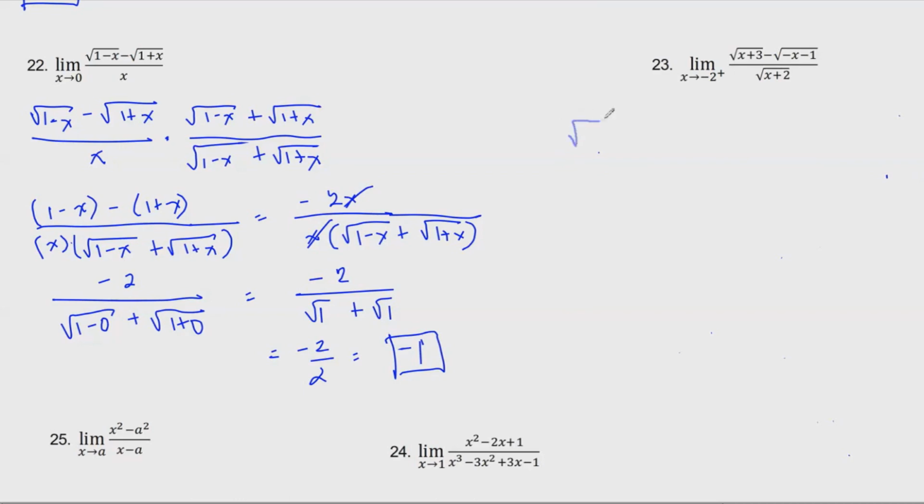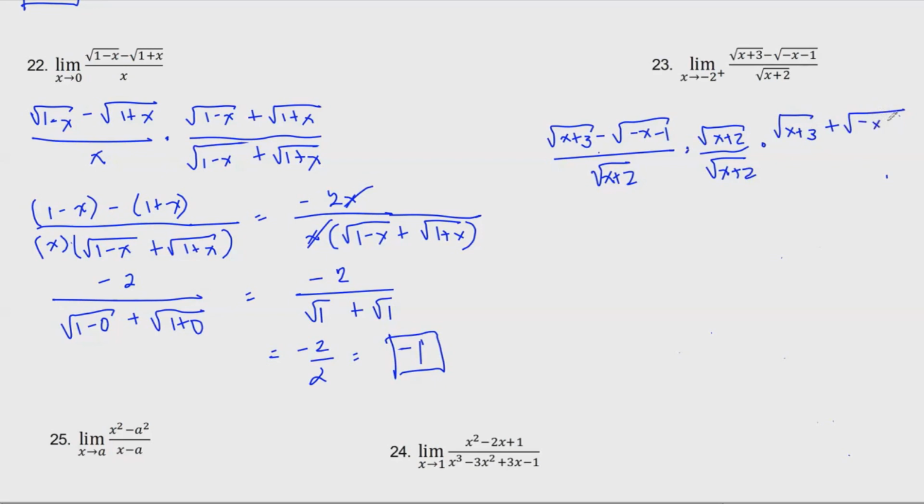So with that, we have square root of x plus 3. Let's rewrite it. Square root of x plus 3 minus square root of negative x minus 1, divided by square root of x plus 2. Now, if I wanted to rationalize this, I can simply multiply this with square root of x plus 2 over square root of x plus 2. And then if I wanted to do the conjugate, I'll be multiplying this with square root of x plus 3 plus square root of negative x minus 1, divided by square root of x plus 3 plus square root of negative x minus 1.